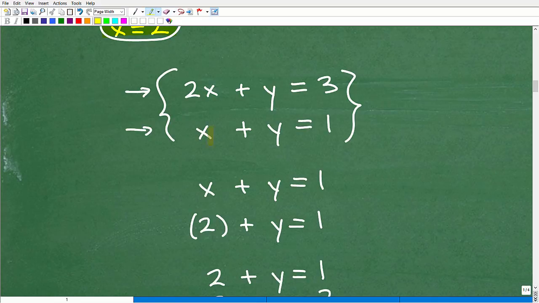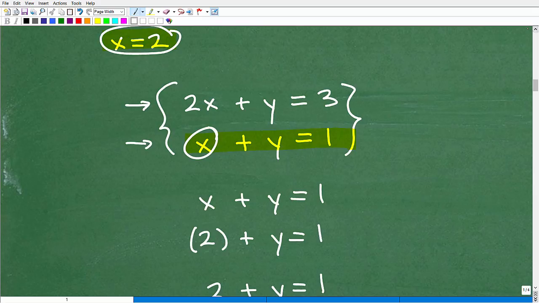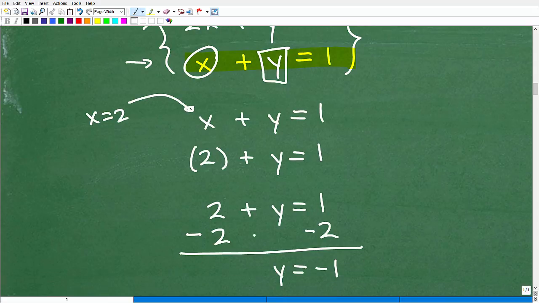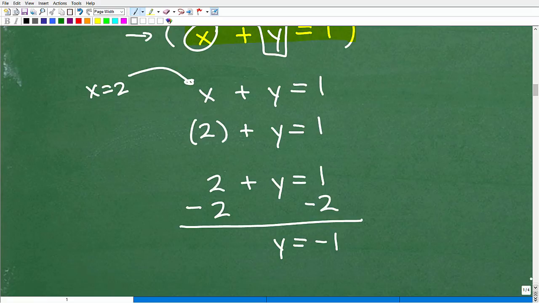So let's take this bottom equation here. That's nice and simple, and we'll replace that x with 2. So I have x plus y is equal to 1. I know x is equal to 2, so I'm going to replace that x with 2. Always use parentheses. So I got 2 plus y is equal to 1. To solve for y, I simply subtract 2 from both sides of the equation. So y is going to be equal to 1 plus a -2, or y is equal to -1.